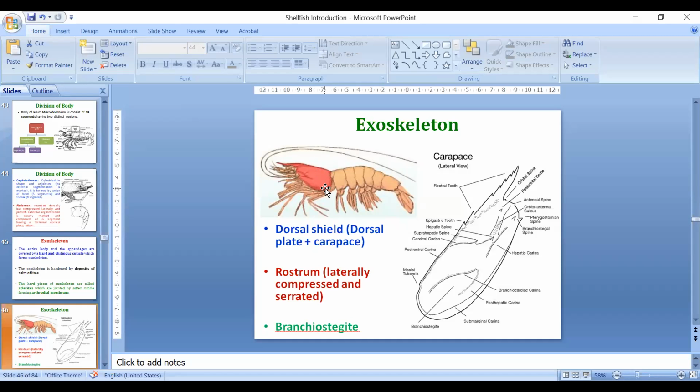Now, another important feature of the exoskeleton. Am I audible? Yes, ma'am. Okay, so now the other important feature is the rostrum.